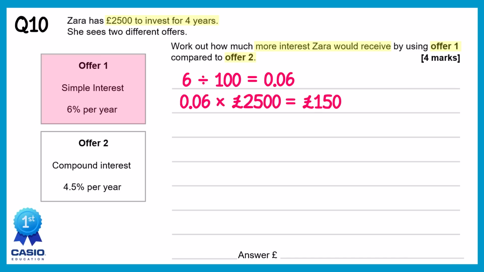So Zara is going to receive £150 each year. But remember she invests it for 4 years, so let's multiply that by 4. 150 multiplied by 4 is 600. So Zara will receive £600 in interest using offer 1. But what about offer 2? This one has compound interest at 4.5%.